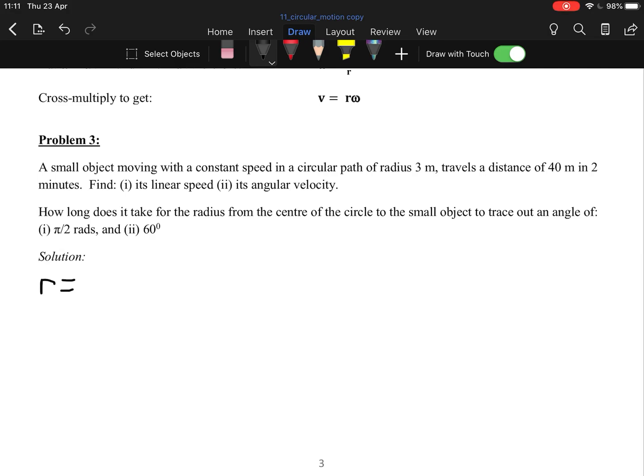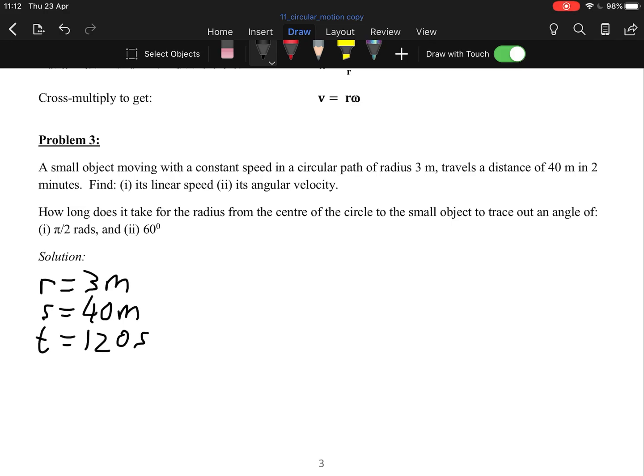All right. So we'll start with the first part 1. Write everything out on the left-hand side, as always. So we have a radius, 3 meters. It travels a distance of 40 meters, so S, 40 meters. In 2 minutes, T equals 120. Where did I get 120 from? I can hear you asking already.